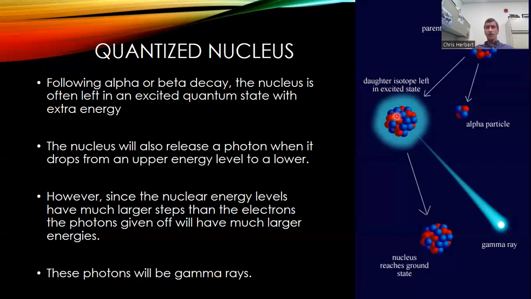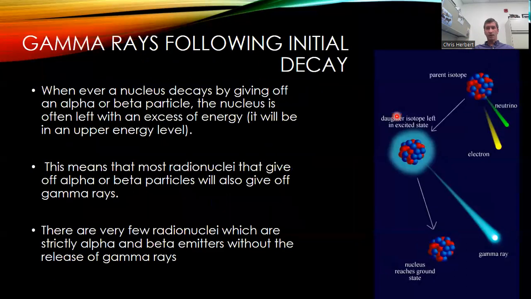So again, we talked about quantized atomic states or electronic states giving off infrared, visible, ultraviolet, X-rays, okay? Once we get to the nuclear states, they're giving off gamma rays. And again, it can be an alpha decay, it can be a beta decay, but basically, if the alpha and beta decay don't take you down to that lowest energy level for that daughter isotope, it's going to decay one step further by giving off a gamma ray.